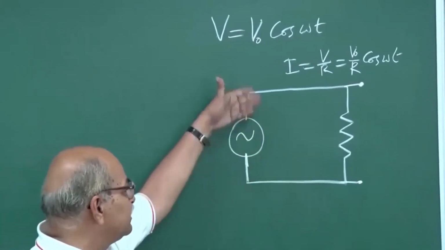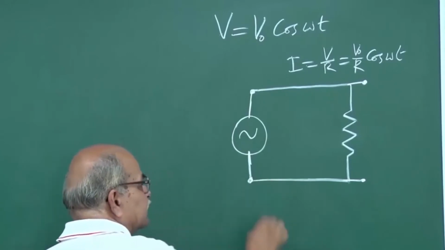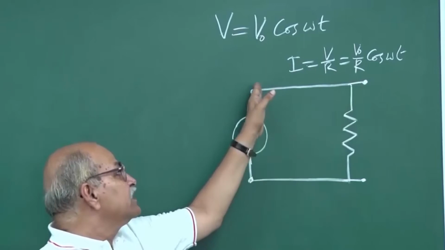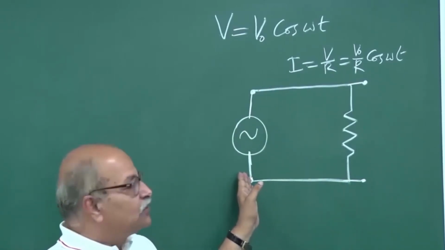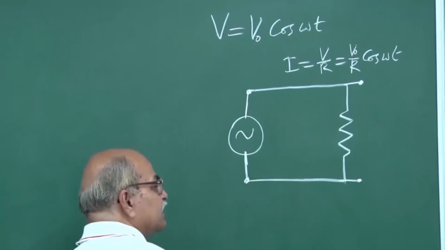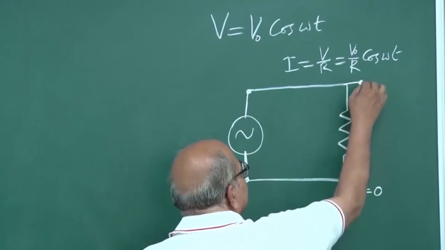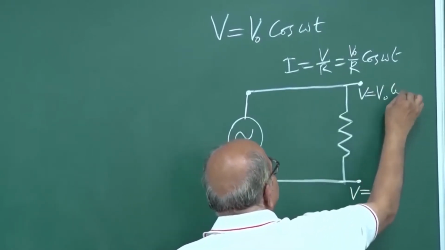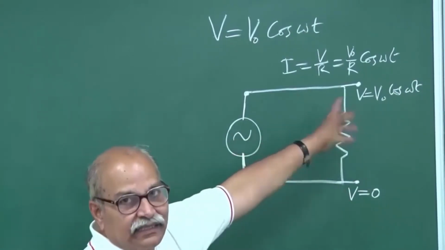And if I ask what is the voltage appearing on this resistor, that will be the same as the voltage appearing here. If the connecting wires do not have resistance, then whatever potential is here, the same potential is here. So if I call this 0, then the potential here will be just V naught cos omega t.